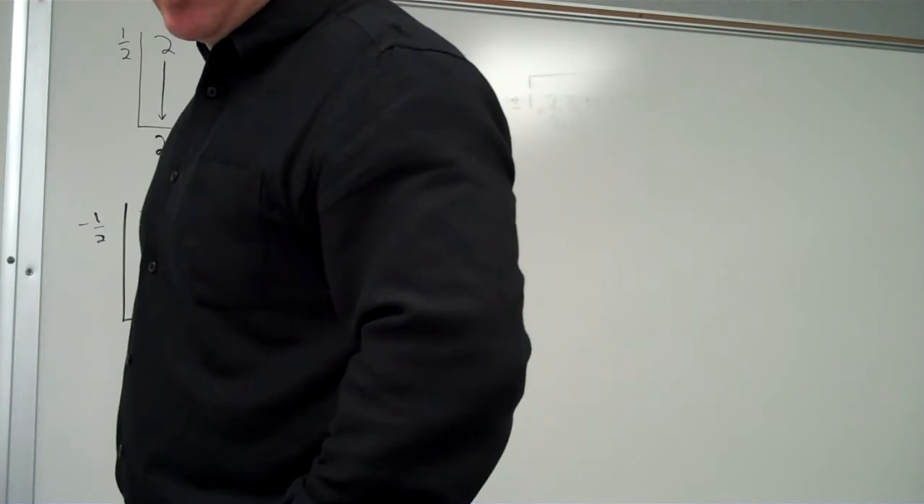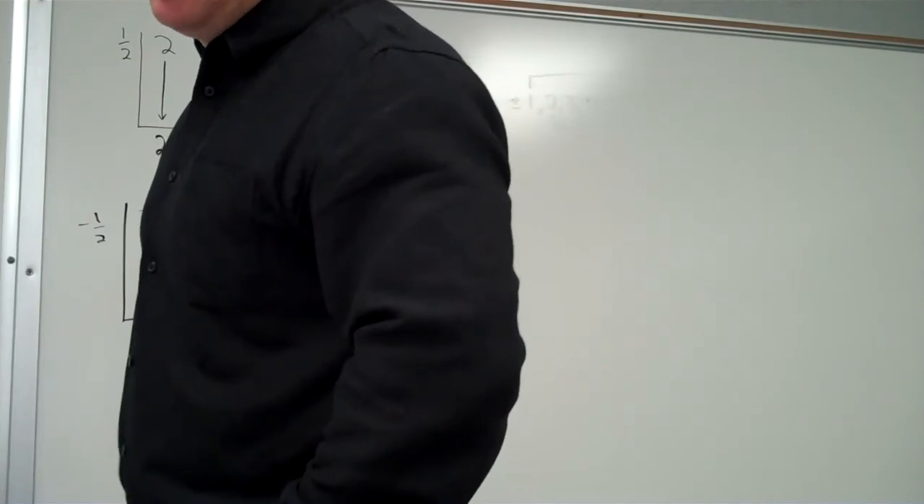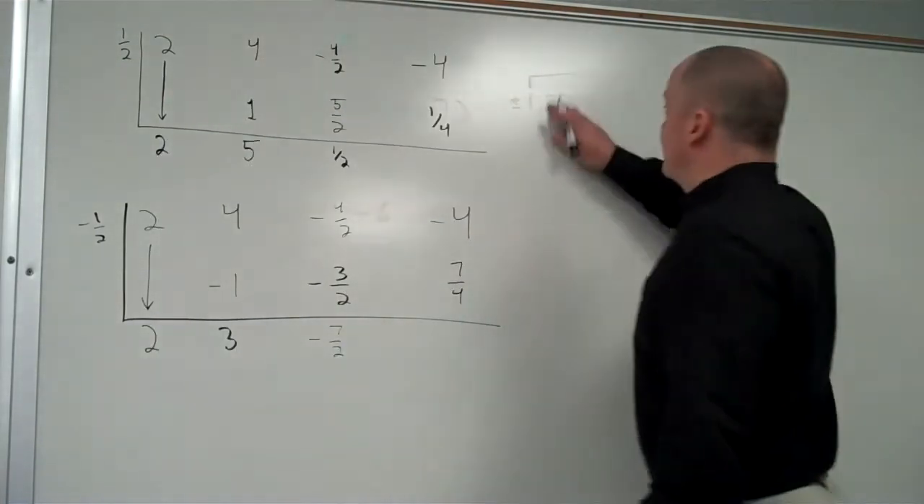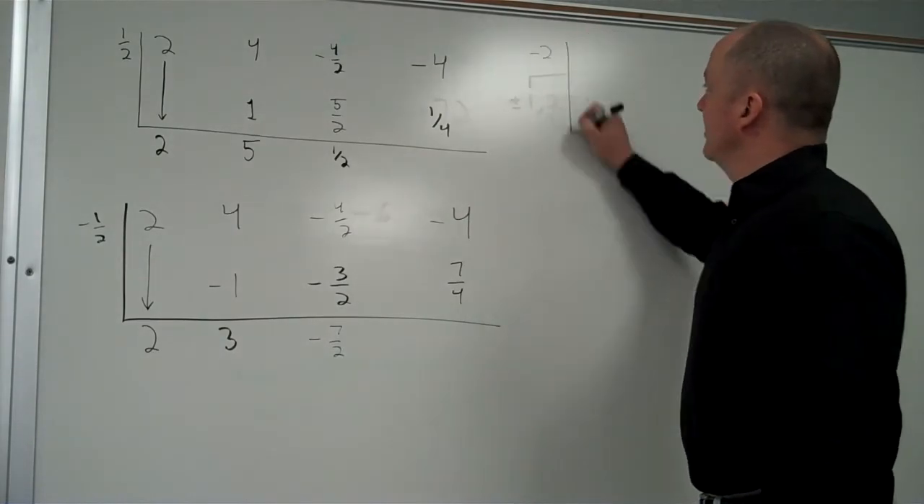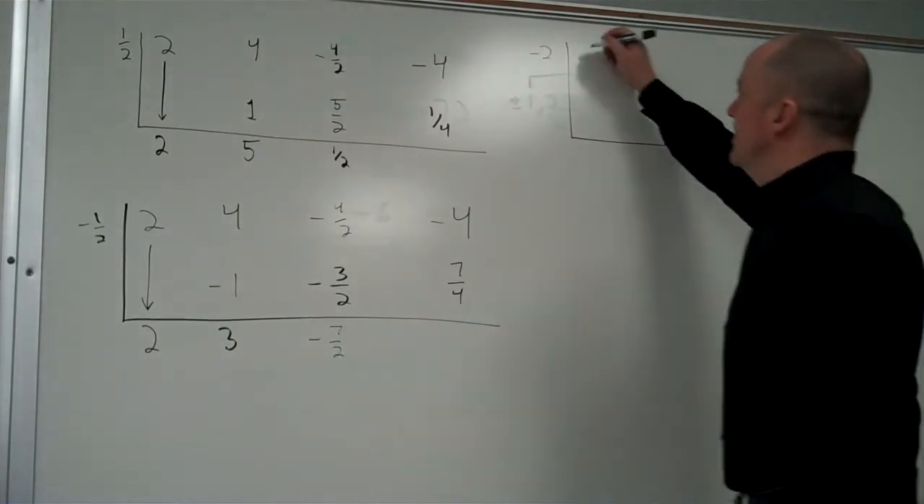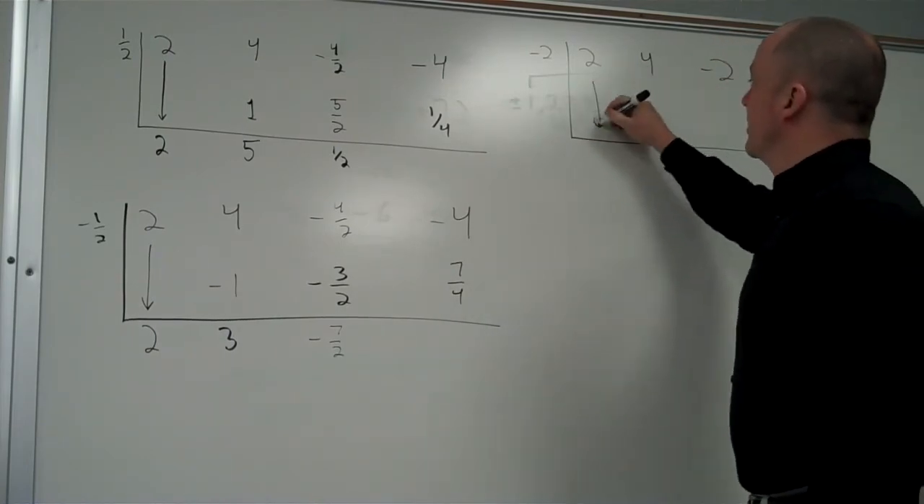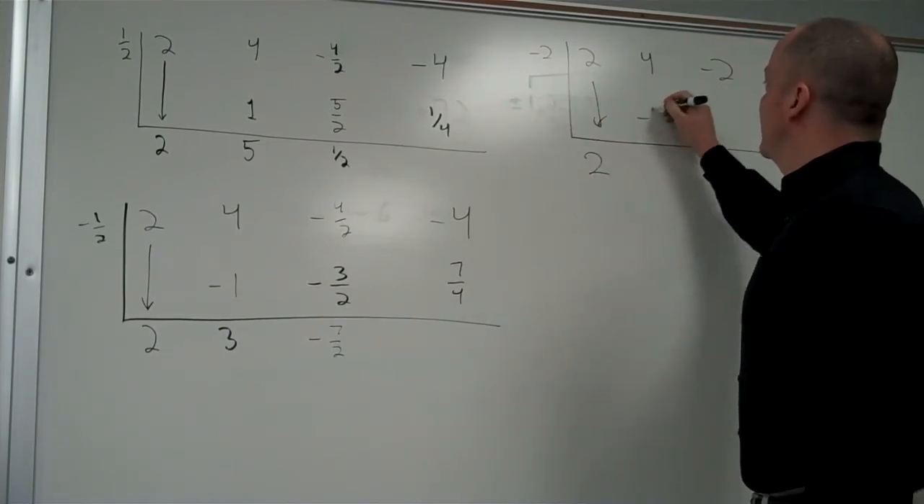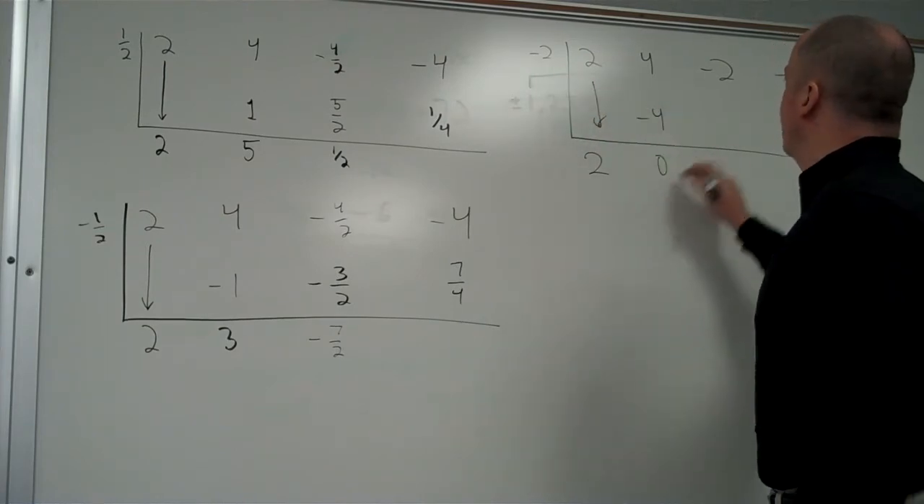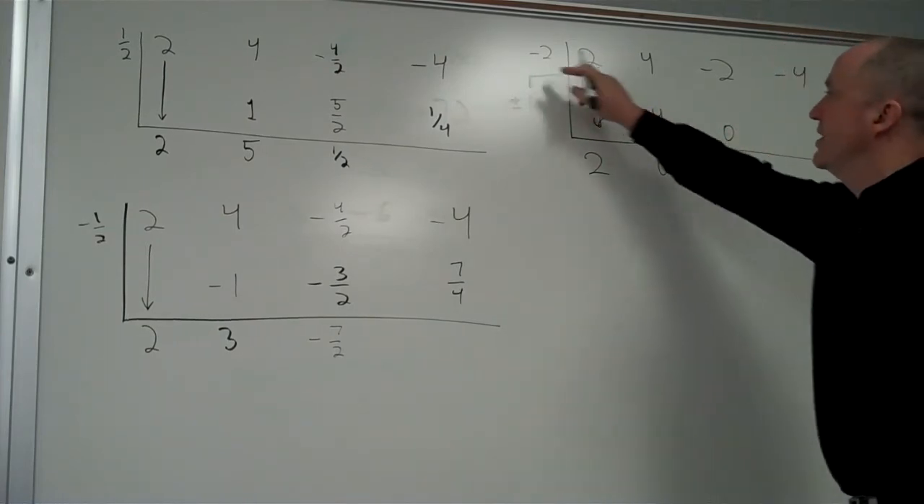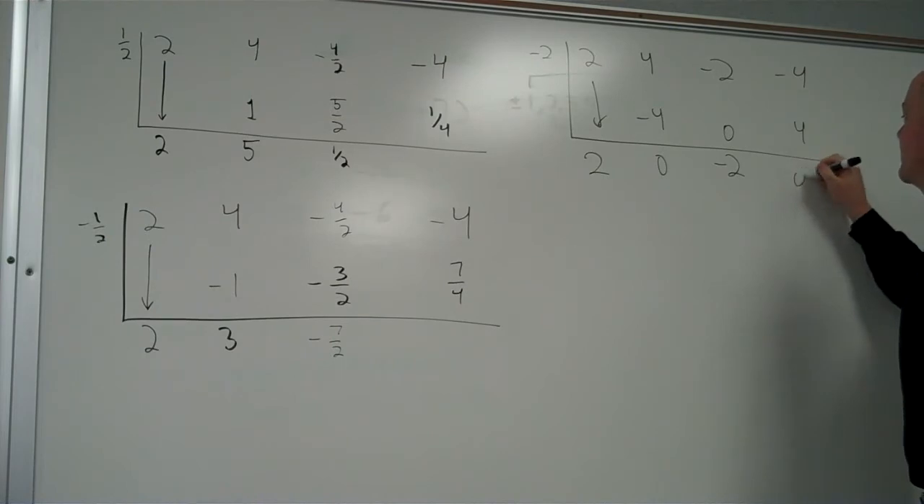You know, I'm going to go to the book and pick one that I know works next. I'm going to try -2. Gee, I wonder if it will work. I cannot imagine. 2, 4, -2, -4. Bring down the 2. -2 times that is -4, gets me a 0. Times 0 gets me a 0. -2 times -2 gets me a positive 4. Boom!